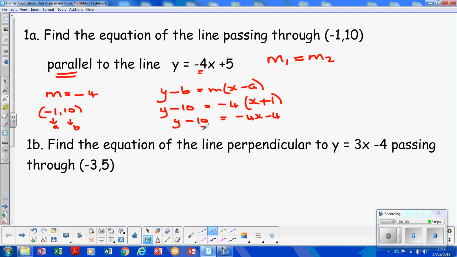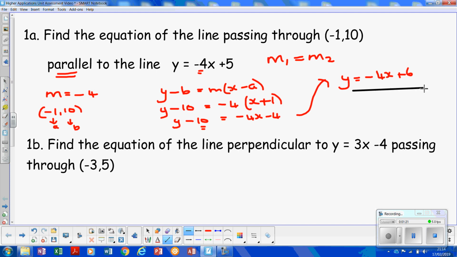Now I don't want that minus 10 to be there, so add 10 onto both sides, and that gives me y is equal to -4x, and we've got -4 + 10 gives me + 6. So the equation of the straight line, which is parallel to the line given, and it passes through the point (-1, 10), is y = -4x + 6.